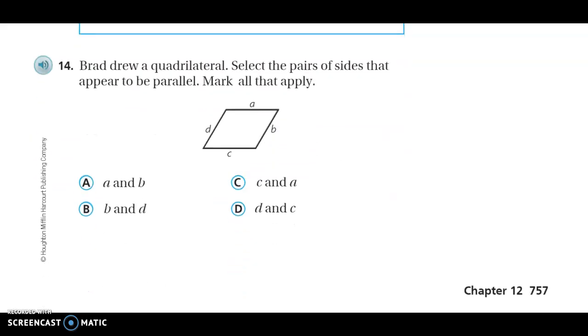Brad drew a quadrilateral. Select the pairs of sides that appear to be parallel. A and B are not parallel, they intersect. B and D are parallel. That's one of your answers, B and D. C and A, they are parallel also. D and C are not, because they actually intersect right there. Correct answer is B and C.